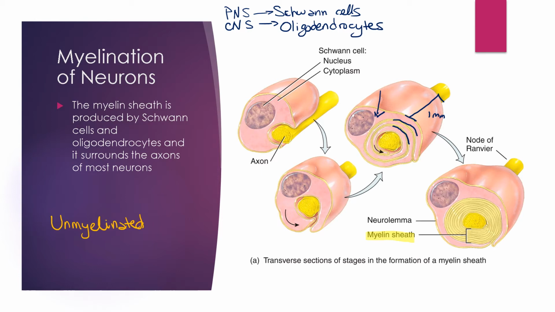Now the inner portion, consisting of up to 100 layers of Schwann cell membrane, is the myelin sheath. So this could be up to 100 layers of plasma membrane.